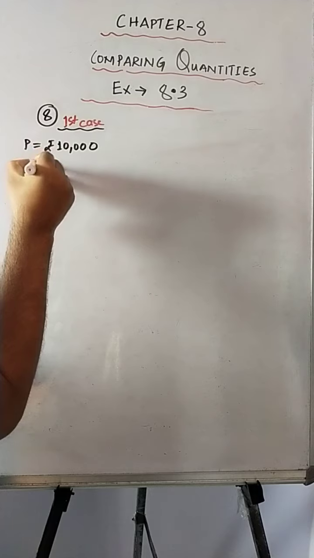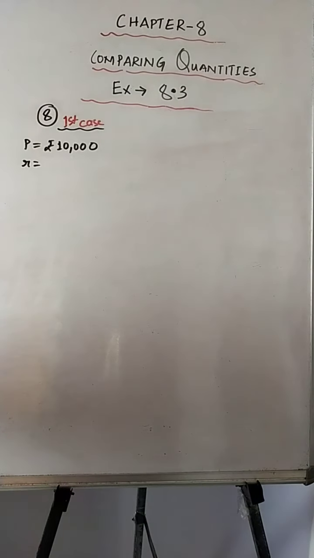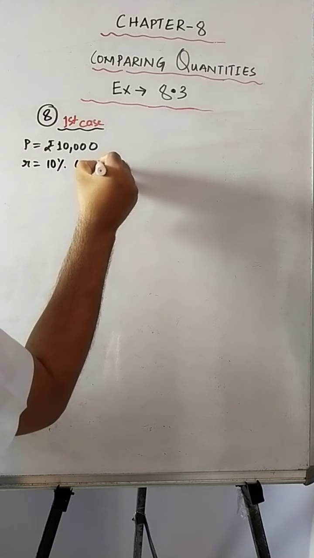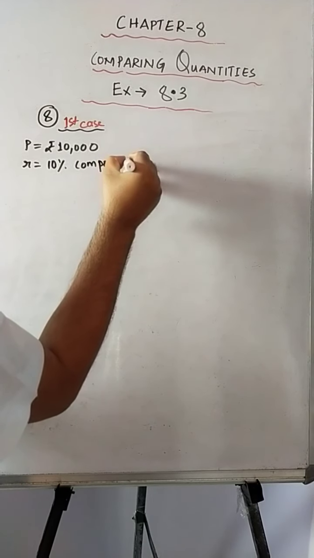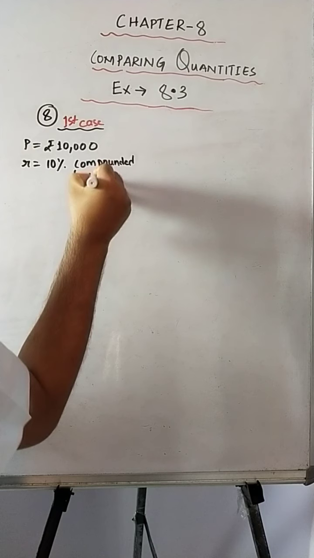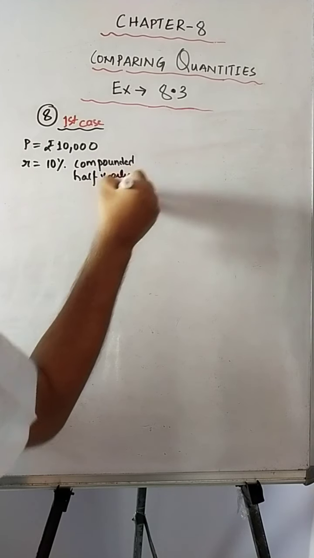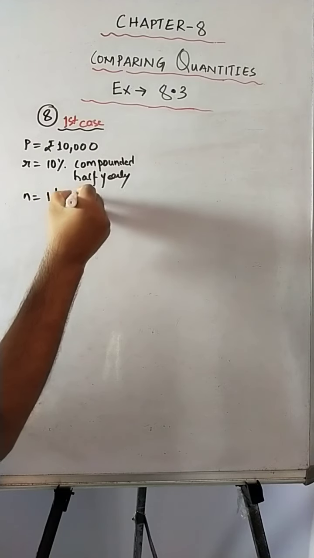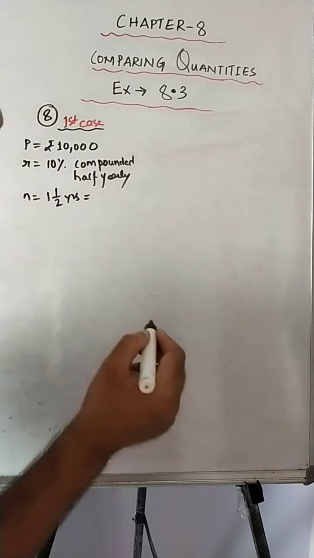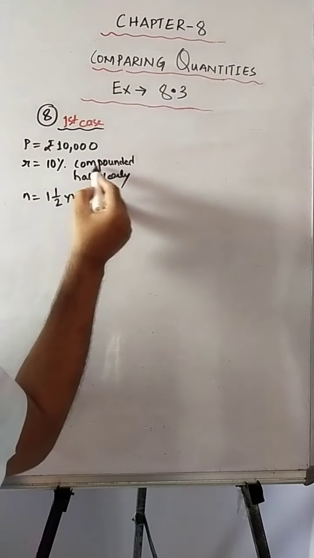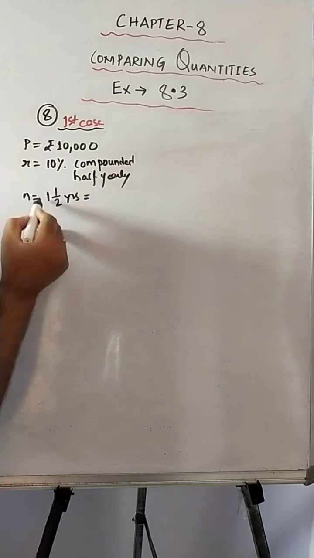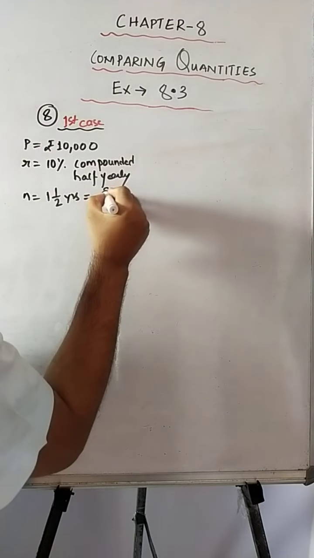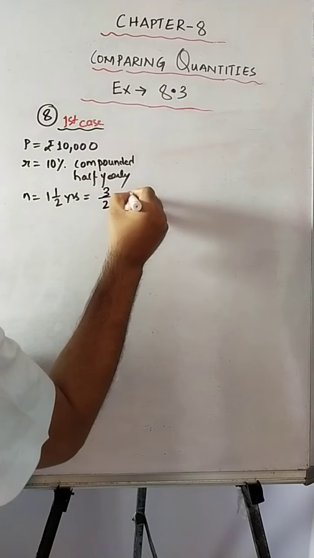Rate is 10%, compounded half yearly. Okay, half yearly, students. So we'll write this half yearly. And what is n? n is 1 1/2 years. So what did I say in my previous videos, that when it is written compounded half yearly, you have to convert this mixed fraction form to an improper form, that is 3 by 2 years.